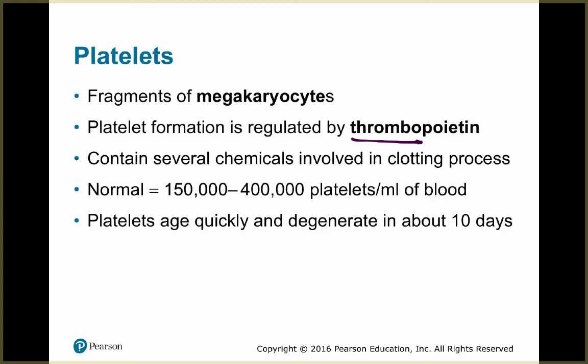These small fragments of cells contain several chemicals involved in blood clotting. There are normally about 150 to 400,000 platelets per mL of blood, and they age quickly and degenerate or fall apart in about 10 days, right?